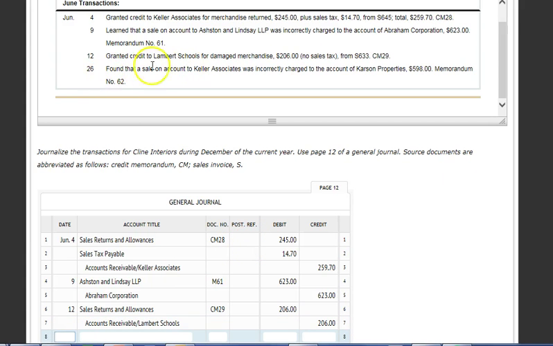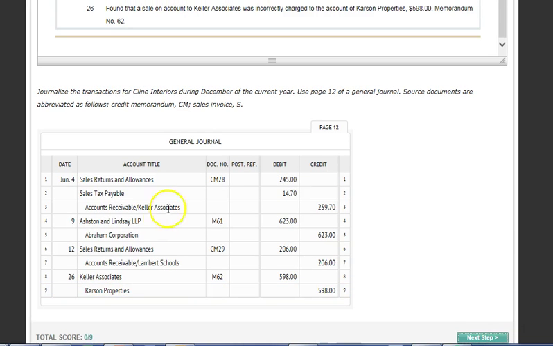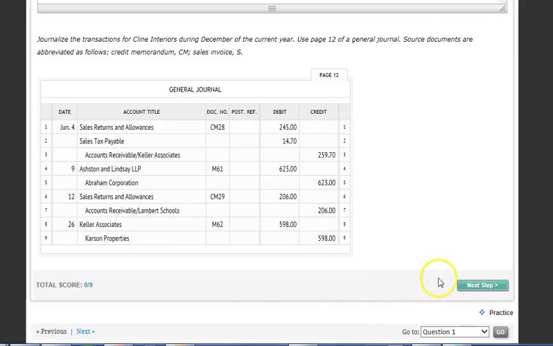Next, the 26th. We found that a sale on account to Keller Associates was incorrectly charged to the account of Carson Properties. We're very bad at this, aren't we? So let's move it. 26th, Keller Associates, can't spell, memorandum 62 for $598, and we need to move that to Carson Properties. Cool. I think we're done.